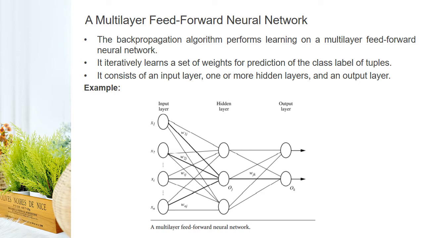A multi-layer feed-forward neural network consists of an input layer, one or more hidden layers, and an output layer. And we will see an example. This is a multi-layer feed-forward neural network with an input layer, only one hidden layer, and an output layer. In the input layer, we have x1, x2, xi up to xn attributes, and in the hidden layer, we have certain values, and we will have an output layer here. We will see this example again as we move forward.